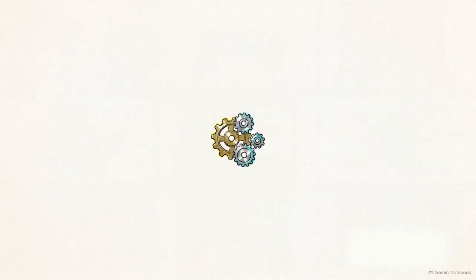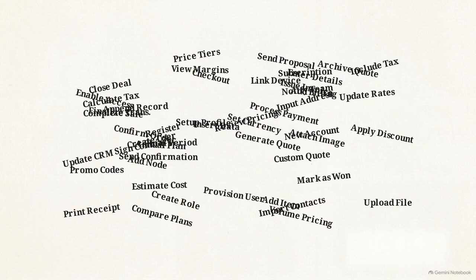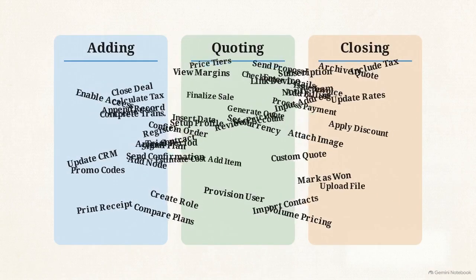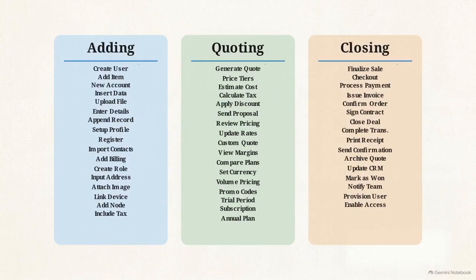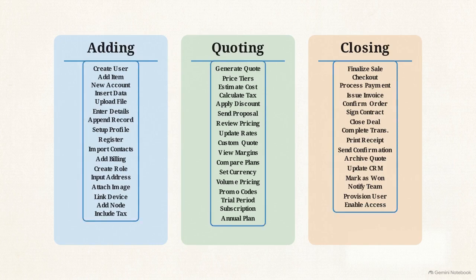This diagram shows what high intrinsic load looks like. Handing someone a scattered, intimidating list of 50 distinct software features all at once overwhelms working memory. Watch how chunking fixes this. The scattered information sorts into 3 simple, visually distinct columns: adding, quoting, and closing.